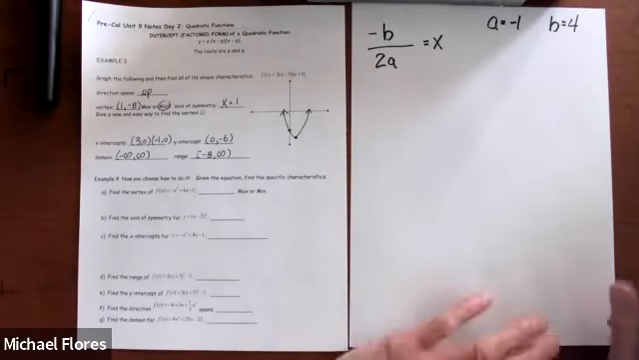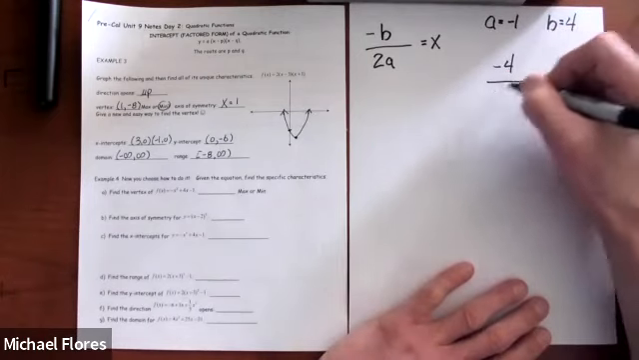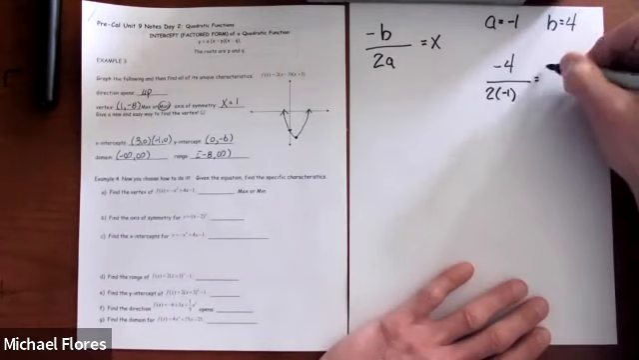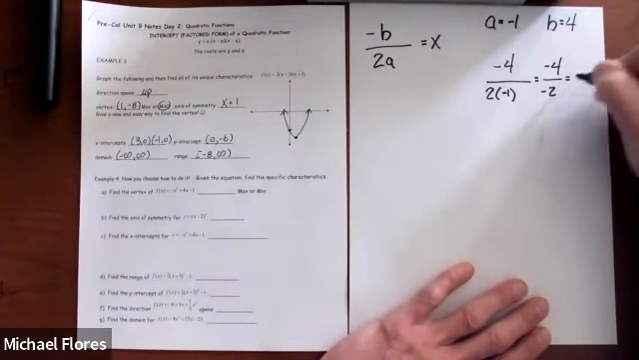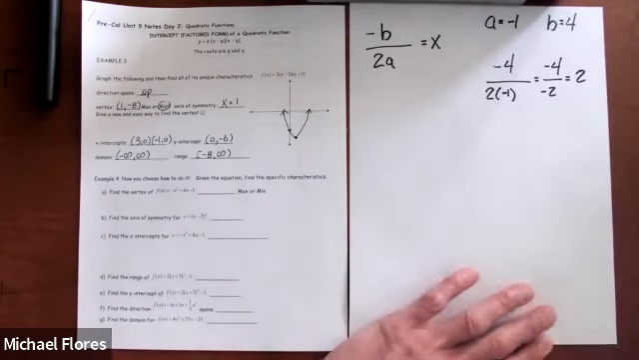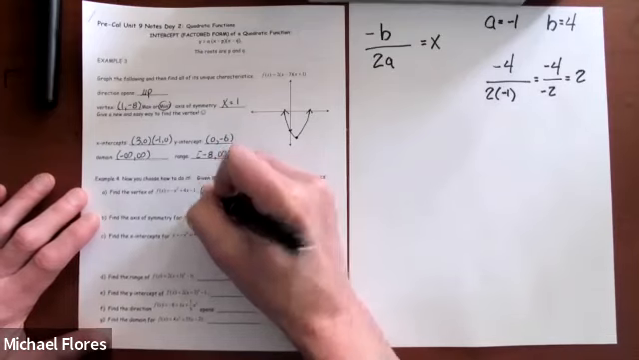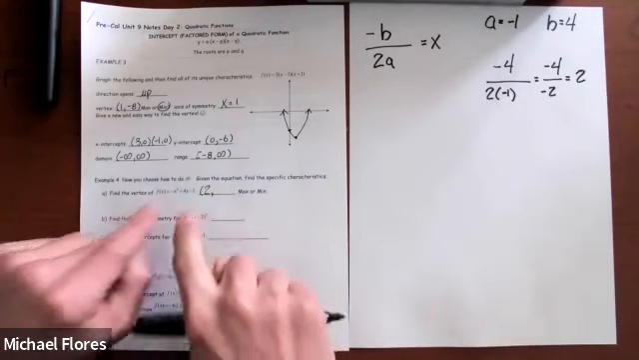Okay, so negative b, our b value is 4, so negative b over 2 times a. Simplify. Two. So that's half of our vertex there. 2 comma. In order to find the other half, let's take that 2 and we're going to substitute it into our function everywhere we see an x.